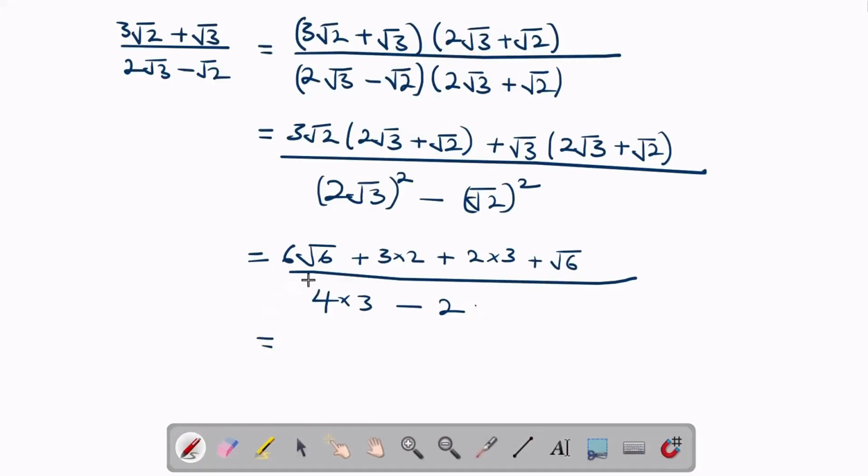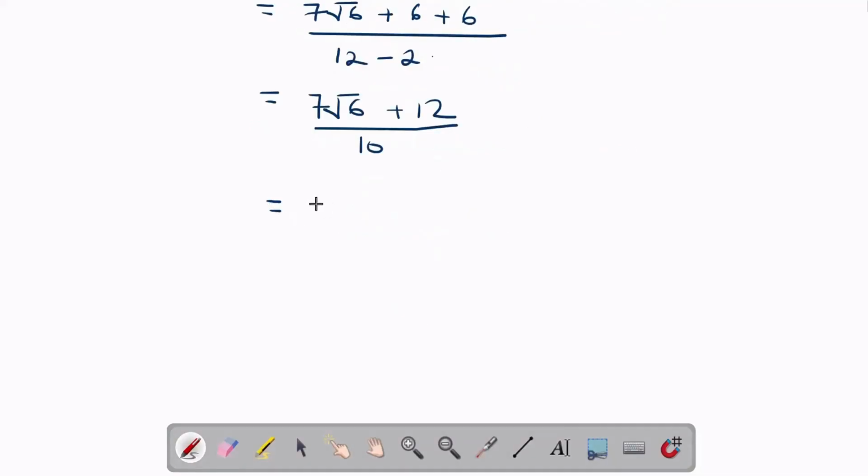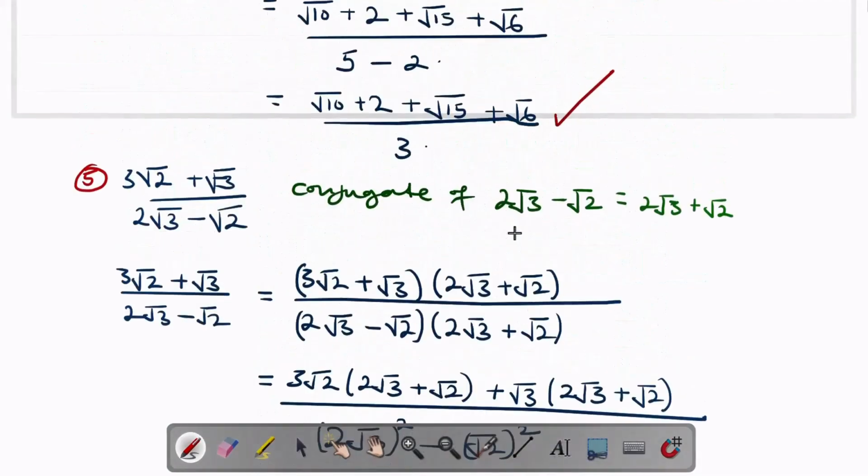This is the same as, you can see that there are two like terms. So this plus that, we are getting 7 root 6 plus 6 plus 6, divided by 4 multiplied by 3, which is 12, minus 2. So this is the same as having 7 root 6 plus 12 divided by 10, implying that this is the same as 12 plus 7 root 6 divided by 10. So this becomes our correct answer for number 5.